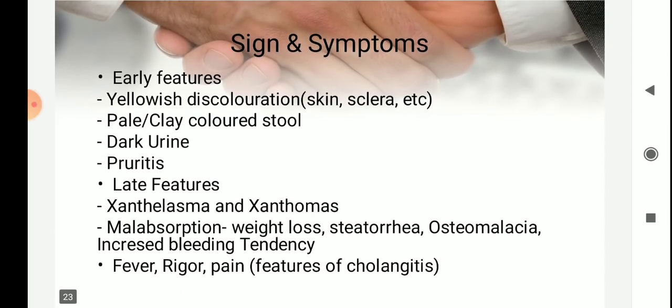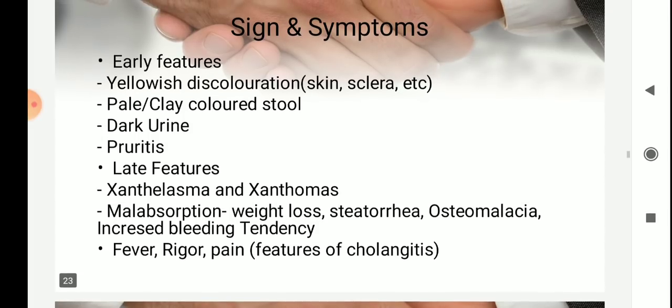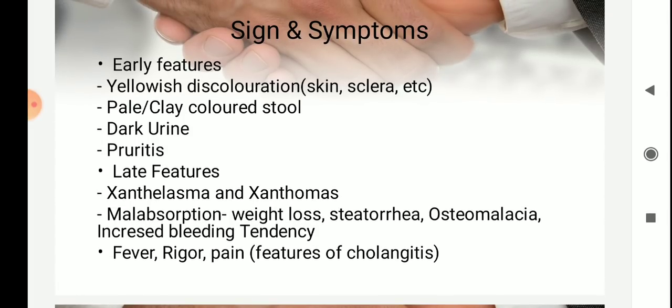Then what could be the signs and symptoms? The typical one. Early features, as I told you, yellowish discoloration of the skin and the sclera. So your neighbors can be your doctors in diagnosing this condition, especially, or your family members. They suddenly tell you, hey, what has happened to your eyes? It's being yellow. So in that way, this condition is patient friendly.